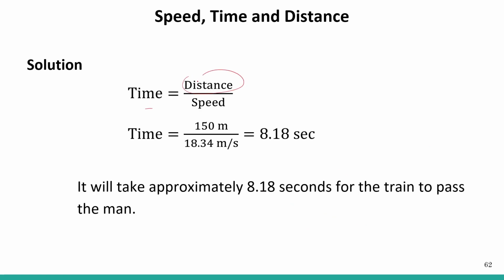Time is equal to distance by speed. This is the formula that we know. So time is equal to what? 150 meter by 18.34, that is equal to 8.18 seconds. So it will actually approximately take 8.18 seconds for the train to pass the man.